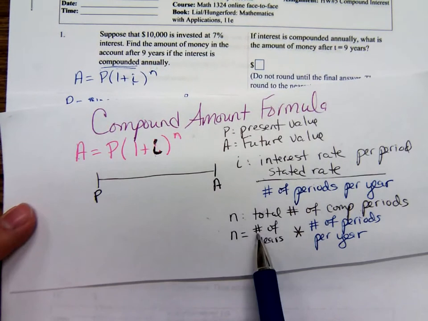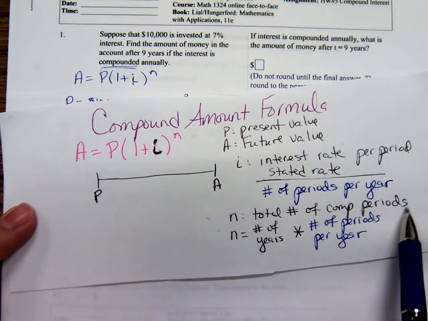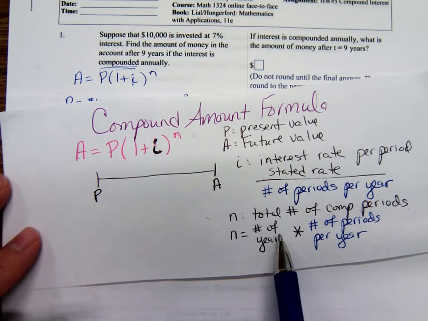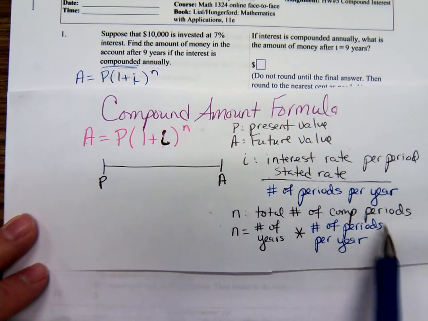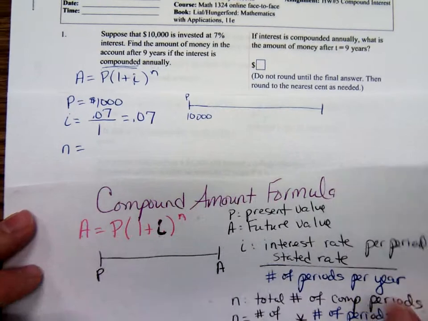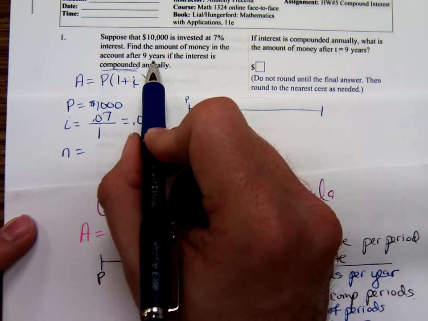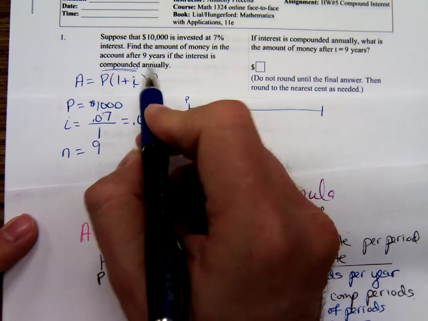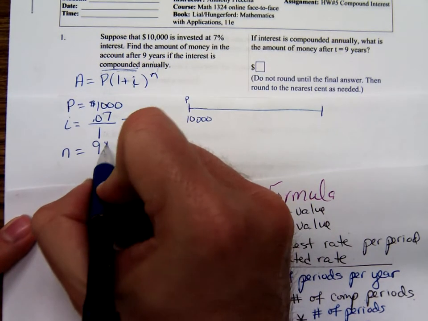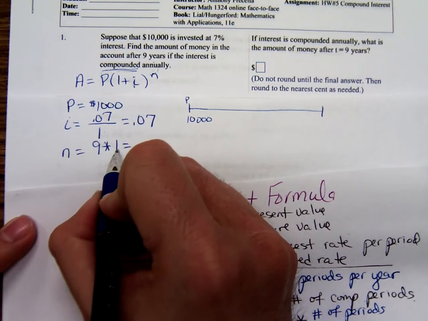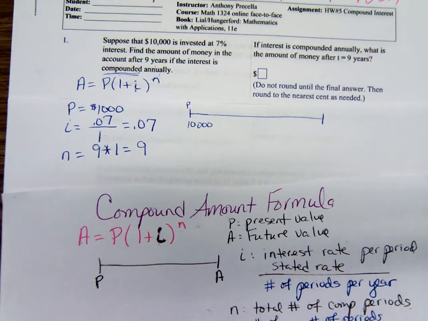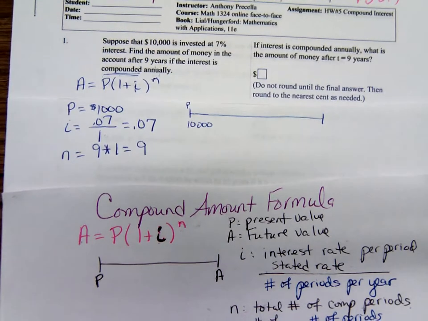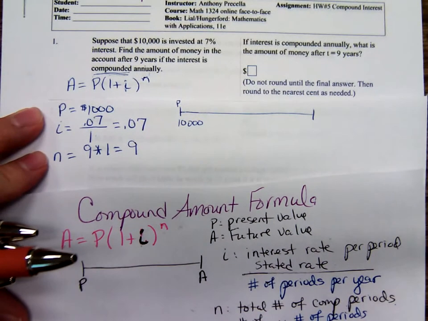and N is the total number of compounding periods. N is the number of years the money's invested times the number of periods per year. Well, again, this one's the first one, so it's sort of easy. It's invested for 9 years. How many annual periods are there in 9 years? Well, there's 1 annual period per year, so N is 9. This is the first one, so it's rigged not to be too hard for you.